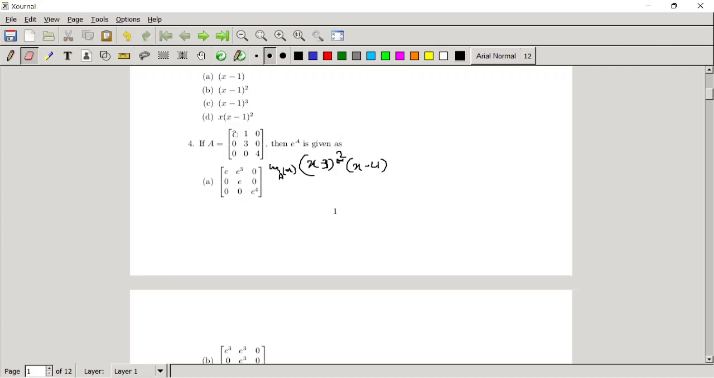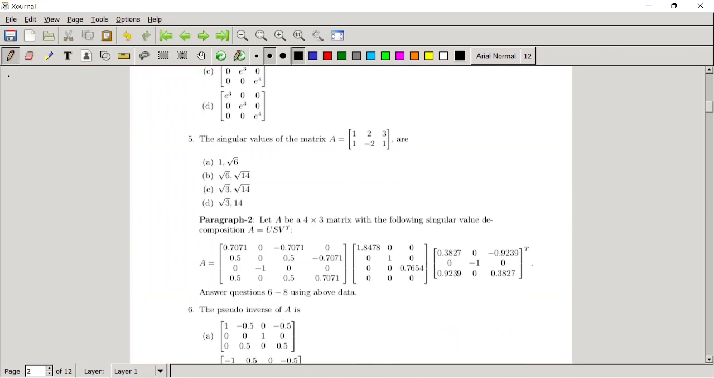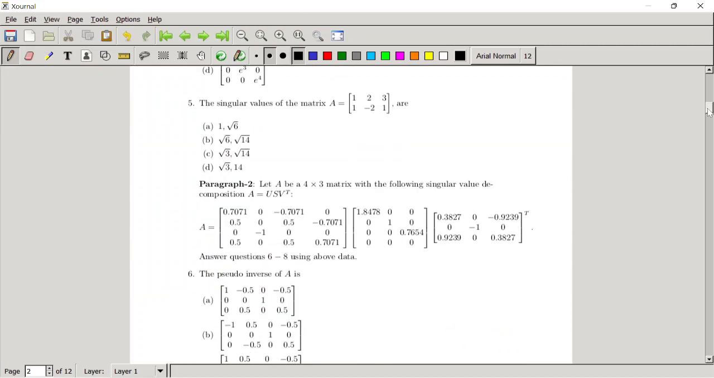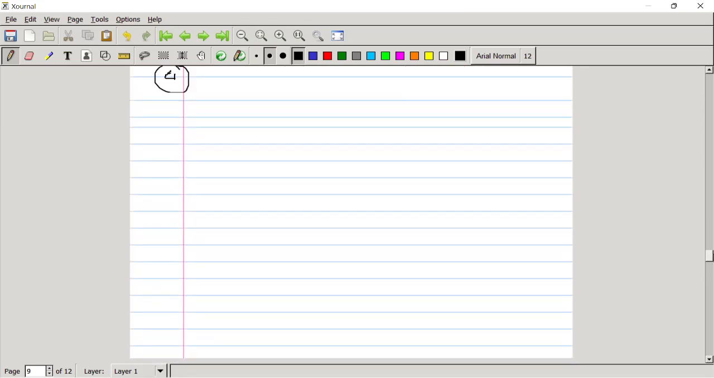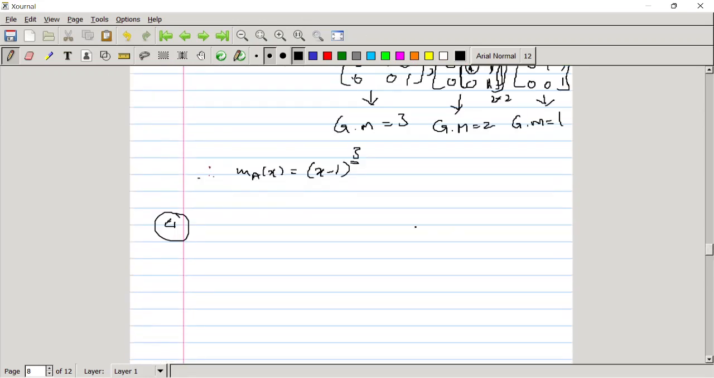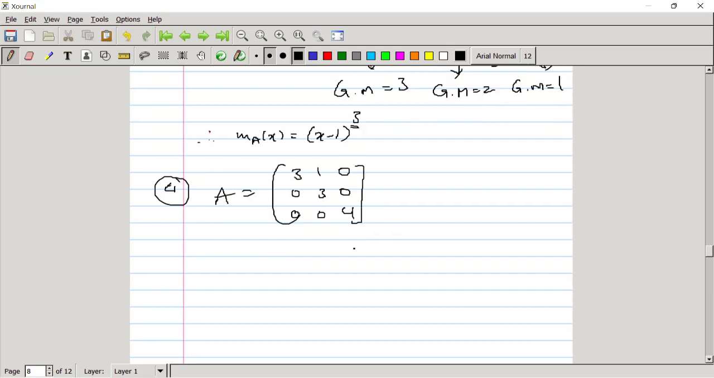But the question here is different. It is asked to calculate e power A. So for this matrix, we will simply calculate A square, A cube, and so on. From that, we can get e power A. So the given matrix A is equal to 3, 1, 0; 0, 3, 0; 0, 0, 4. Sir, to calculate e power A, are you just using the pattern? For the previous one also, for A to the power 50, we wrote using the pattern only. Is it a general method or is it applicable only to that particular matrix?